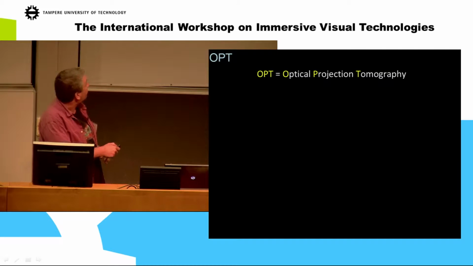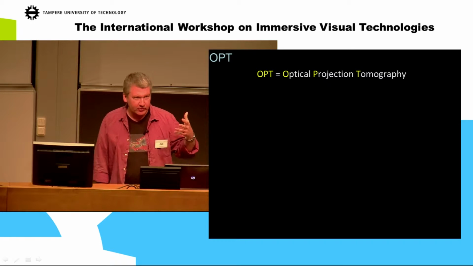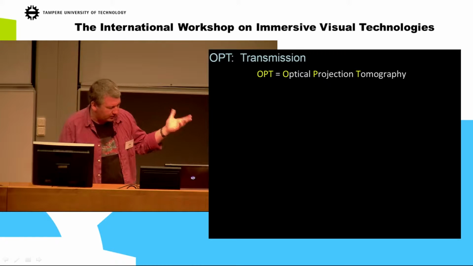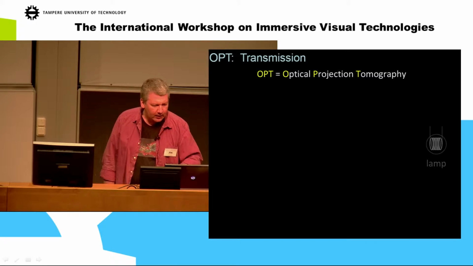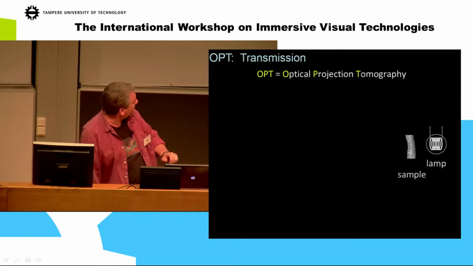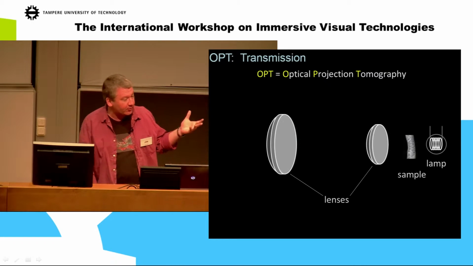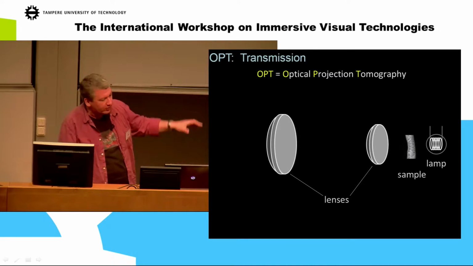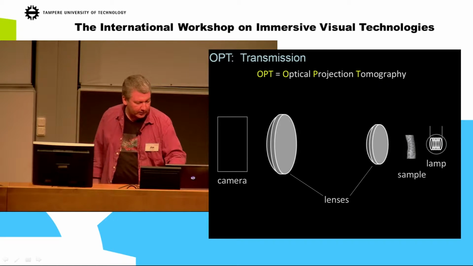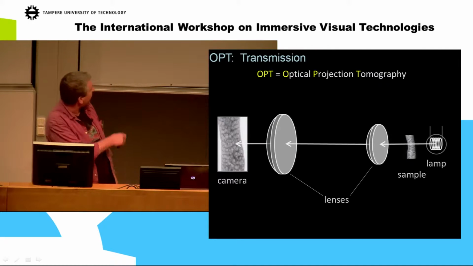So optical projection tomography is one technique we've been developing in the lab. At least conceptually, it's quite similar to X-ray CT. We have a source of light, a white lamp in this case. We have a sample that we put in front of our lamp. Unlike X-ray CT, we have nice optics that work at visible wavelengths, so we can put in some lenses to form an image on the screen. So we turn on the lamp, light goes through the system, and we get an image of our sample here.